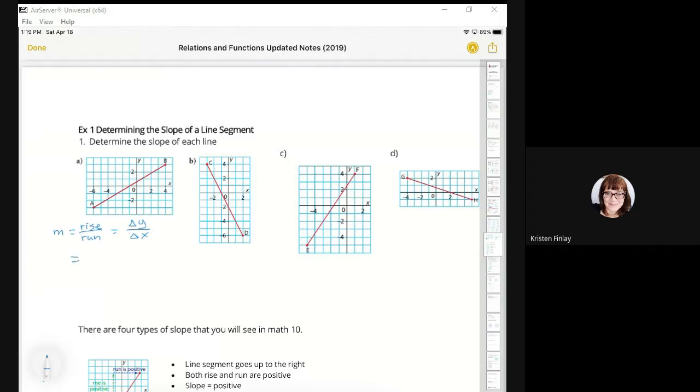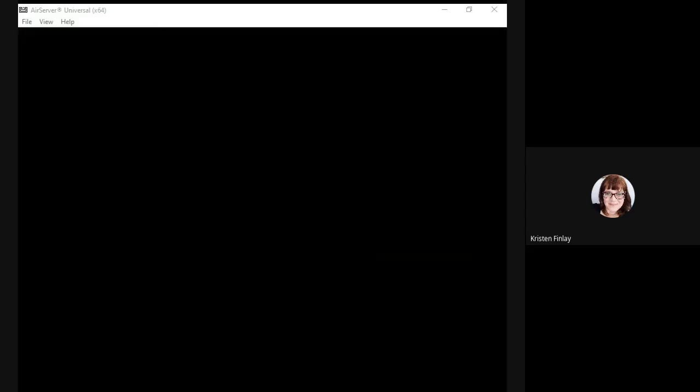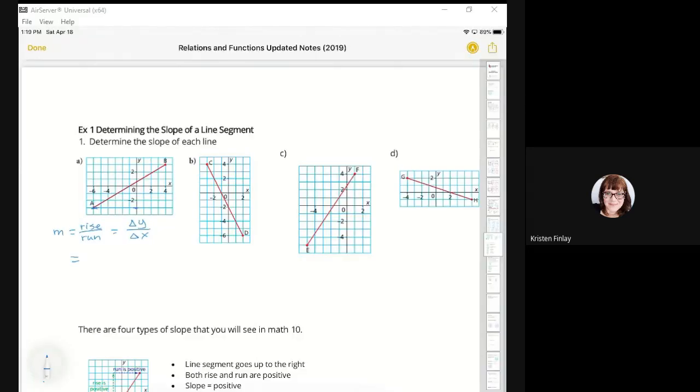Now, looking at the change in y, it goes from -3 all the way up to +3. So the change in y, it changes from -3 to +3, so it is equal to 6. And the change in x, it goes from -6 to 4. So -6 to 4 is 10. Now we have 6 over 10. That's a fraction. It is not in lowest terms. We can leave it as a fraction, but we should put this in lowest terms. So if we reduce this to lowest terms, it would be 3 over 5 would be our slope.